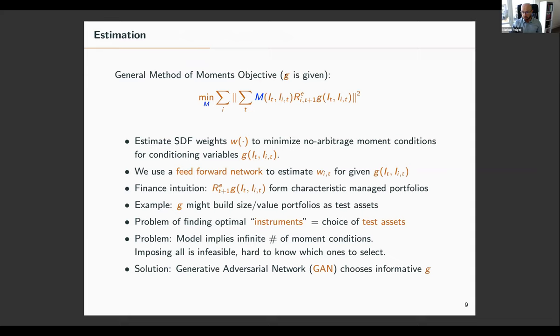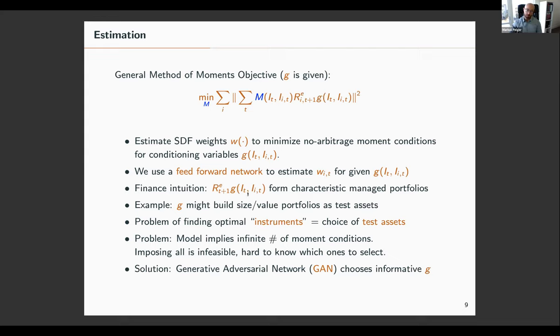So a conditioning function G is just applied to my information set that I use to generate these unconditional moments. So let's say I fix that. Then I can look at sample moments and do a classical generalized method of moments estimation to get my SDF. Now the twist here is that I use feedforward neural networks to estimate my SDF to explain all these sample moments for a given conditioning variable.